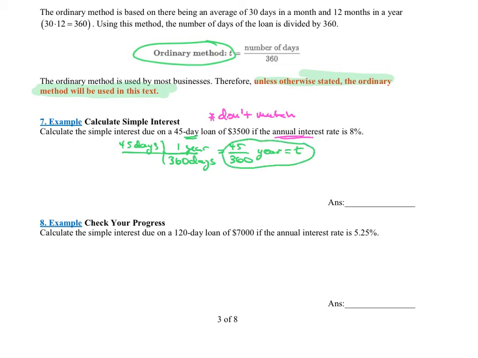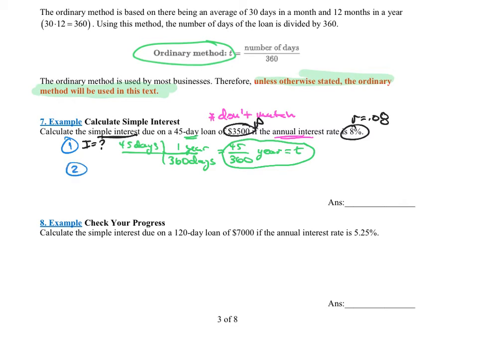Now my time is in terms of years, and my interest rate is in terms of years, okay? The 3,500, that's my P value. My interest rate R, 8% is 0.08 written as a decimal. Again, they want to know the simple interest, which is I. So that's step one. We've identified our variables. I, we don't know. T is 45 over 360. Again, use 360. P is 3,500, and R is 0.08 for 8%.